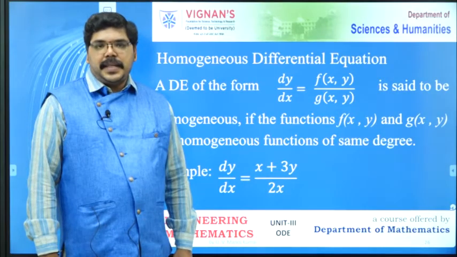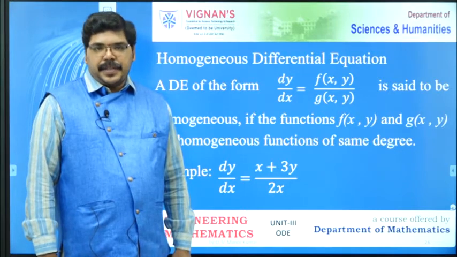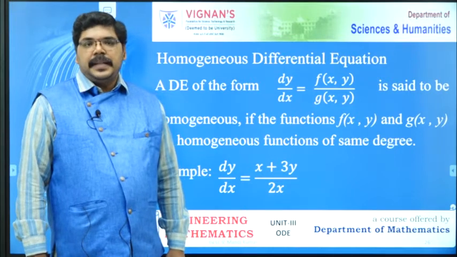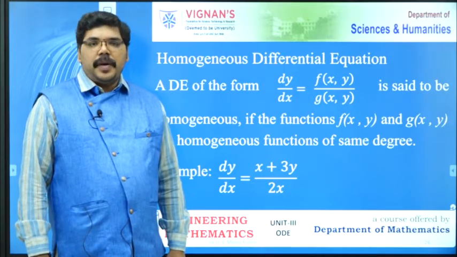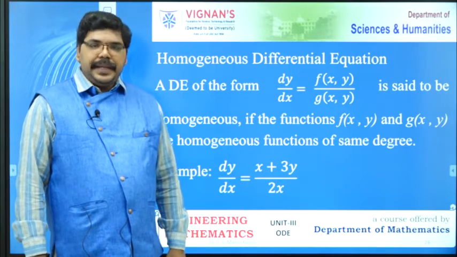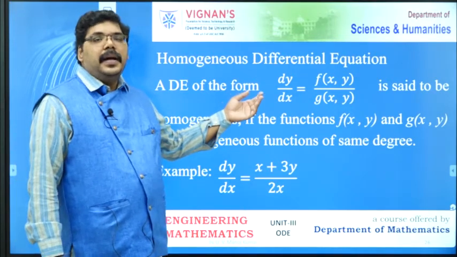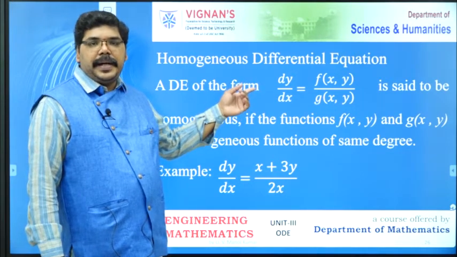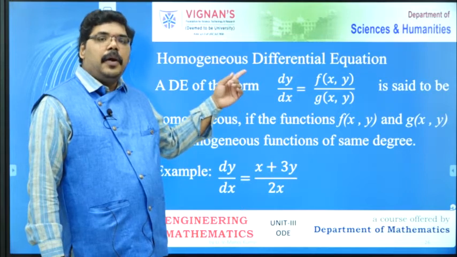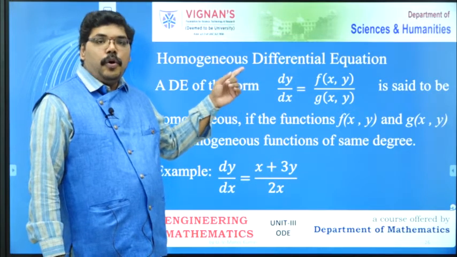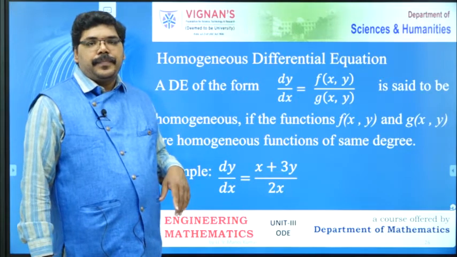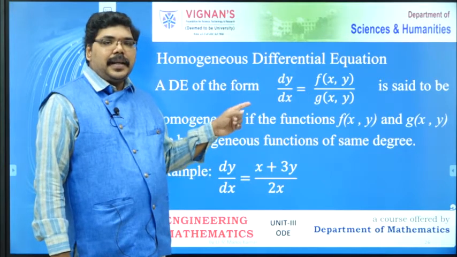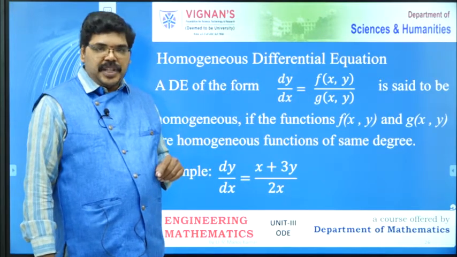Now we will see homogeneous differential equations. A first order first degree differential equation is said to be in the form of homogeneous differential equation if it can be written as dy by dx equals f of x comma y divided by g of x comma y, where f and g are homogeneous functions of x and y. That means if f and g are homogeneous, then the differential equation is said to be homogeneous.